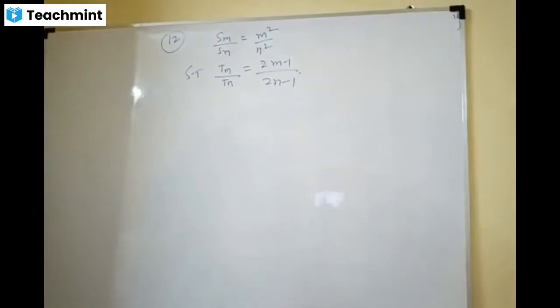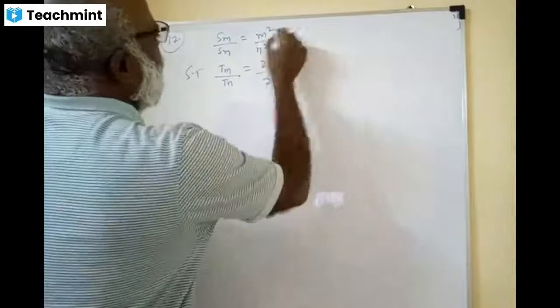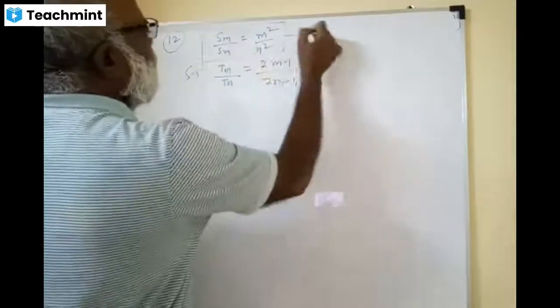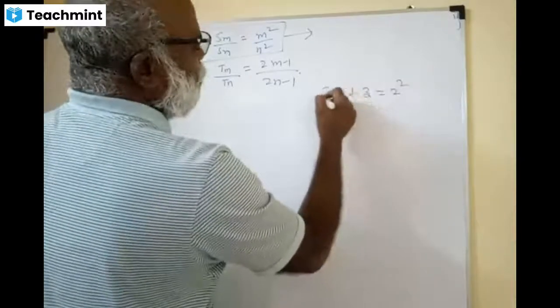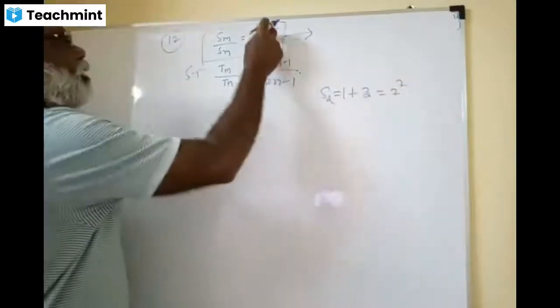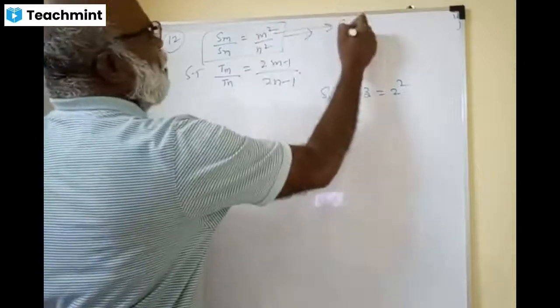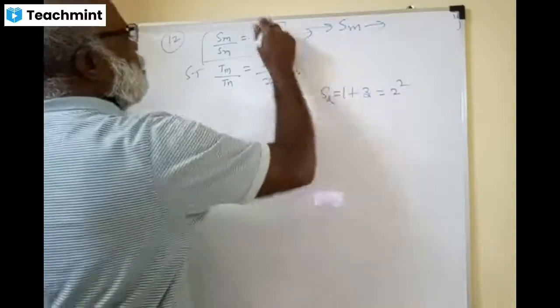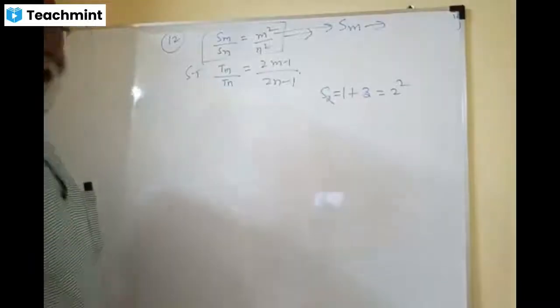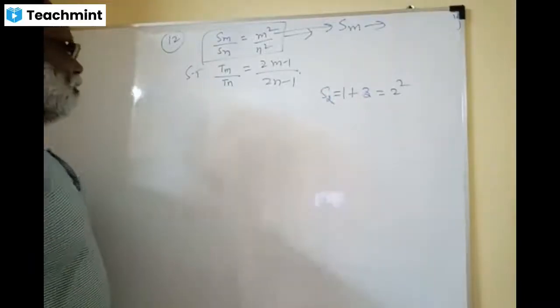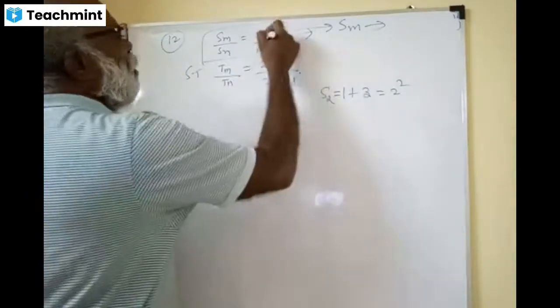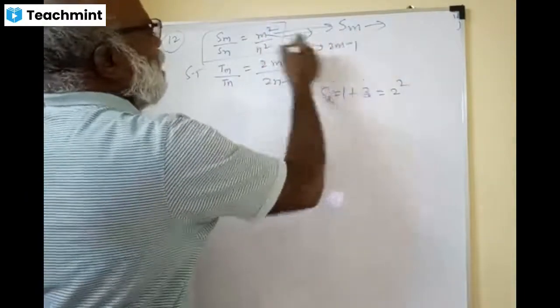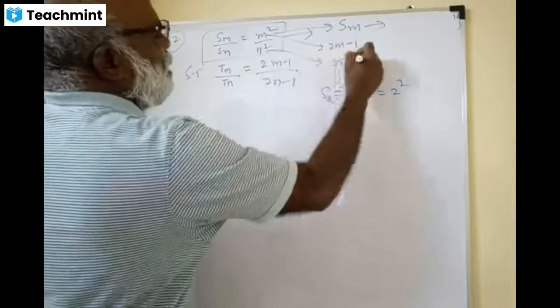This is what I told you earlier. What is the sense you are getting? Earlier I told you 1 plus 3 equals 2 squared. That means the sum of the first two odd numbers is 2 squared. So m squared means the sum of the first m odd numbers is m squared. Therefore, the mth term to the nth term is 2m minus 1 by 2n minus 1, because I told you to replace n with 2m minus 1, and replace n with 2n minus 1. That's the answer.